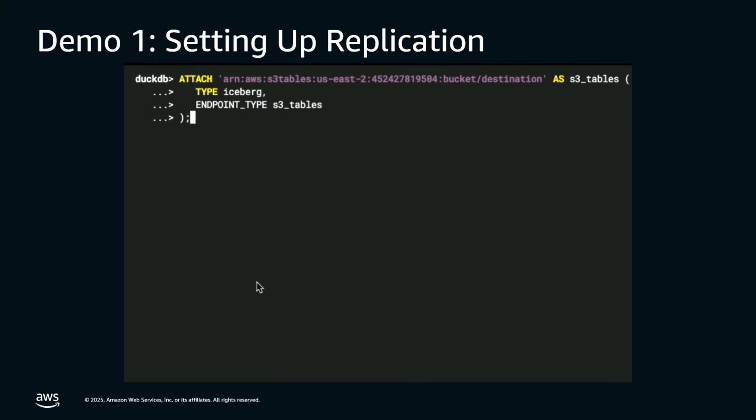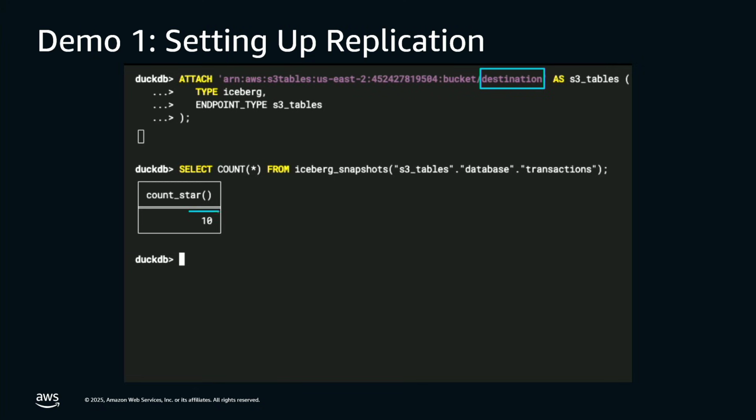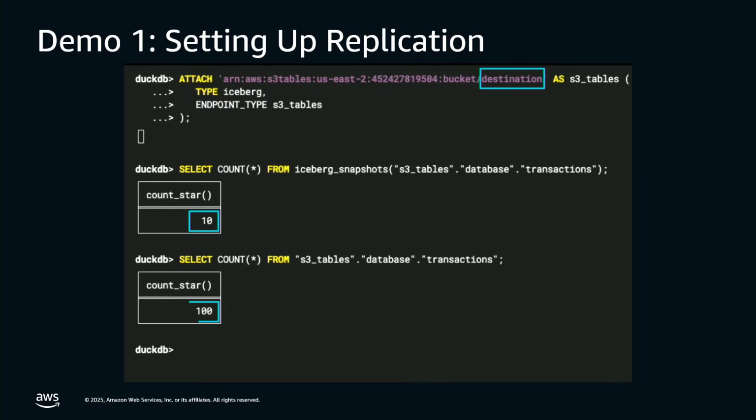So we will attach the one called destination, and let's see how many snapshots we have replicated to this table bucket, and specifically the transactions table. 10, exactly as many as in the source. Let's see how many records we have. You remember we had 100 in the source. Perfect. We have a perfect match. We have 100 records across 10 snapshots. So we have the replica fully in sync with the source. We can continue running our queries against the replica now.